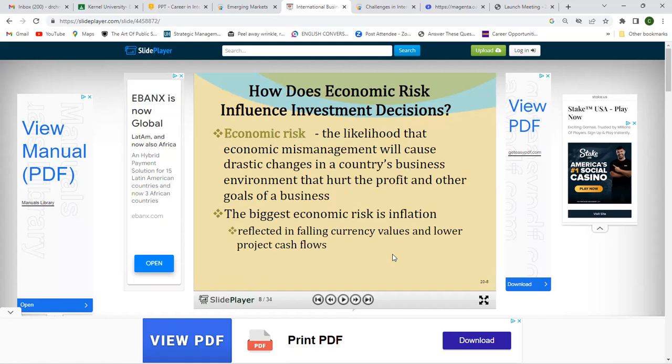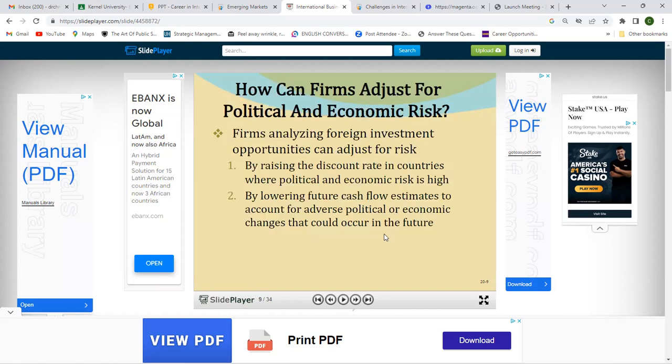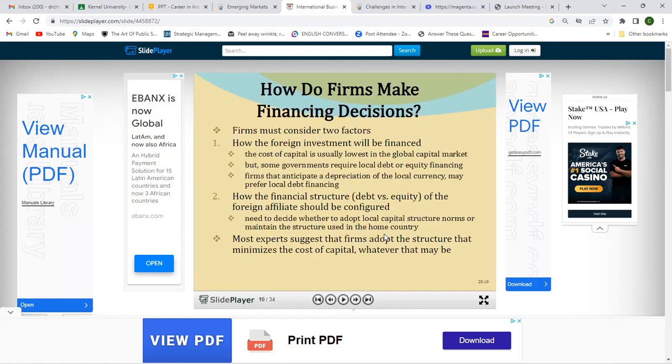Economic risk is the likelihood that economic mismanagement will cause drastic changes in the country's business environment that hurt the profit and other goals of business. The biggest economic risk is inflation, projected in falling currency values and lower project cash flows. Firms analyzing foreign investment opportunities can adjust for the risk by raising the discount rate in countries where political and economic risk is high, and by lowering future cash flow estimates to account for adverse political or economic changes that can occur in the future. Firms must consider these two factors.